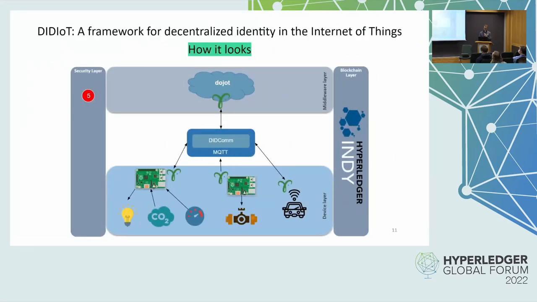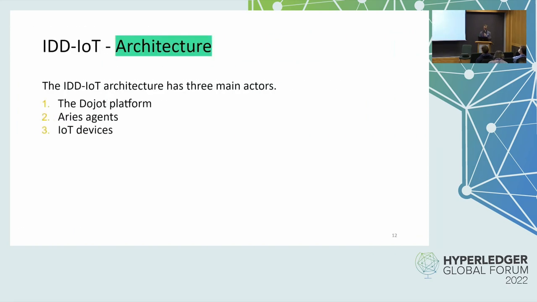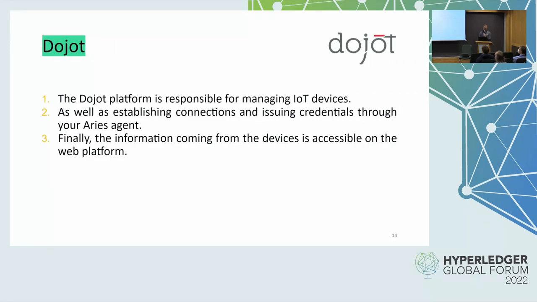For the security layer, we are using common security approaches to guarantee the security of information. And now I will explain a little bit more about our architecture. So as I told you, we use the Dojo platform, the Aries agent, and the IoT device. The roles of each one: well, Dojo is our IoT middleware, as I said.